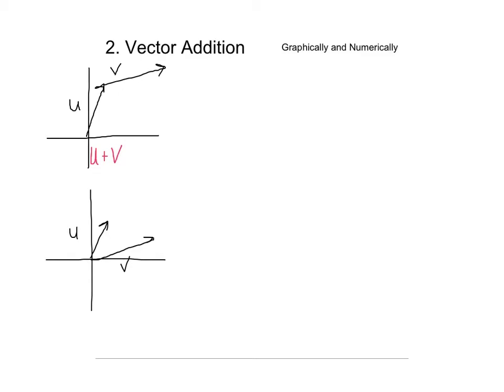whereby you put the tail of one vector on the head of the other, and then for the actual addition, you connect from the origin to the head of the last one. Anyway, head-to-tail method. And this vector right here, this u plus v vector, is the resultant vector. The resultant. This is an important term. The vector sum, the sum of the two vectors, is the resultant vector.